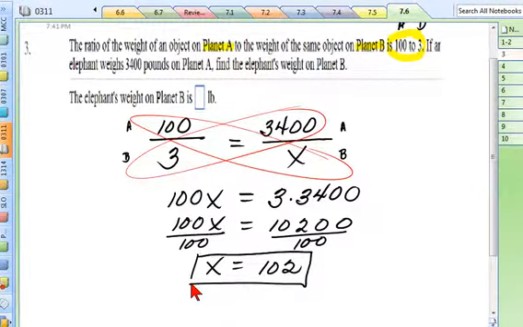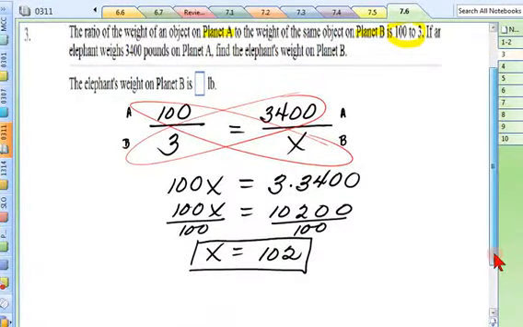I would like to visit planet B. Okay, did the elephant change his mass? No, the gravitational pull was different on that planet. Okay, so it was a proportion question.